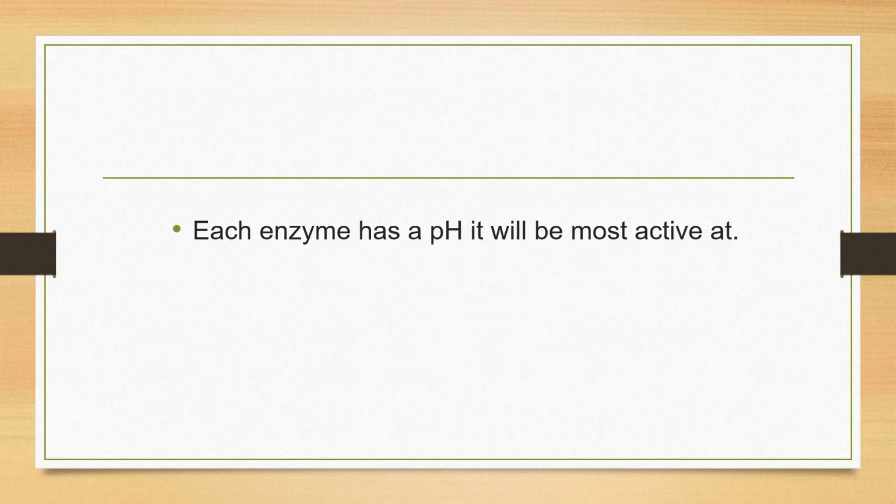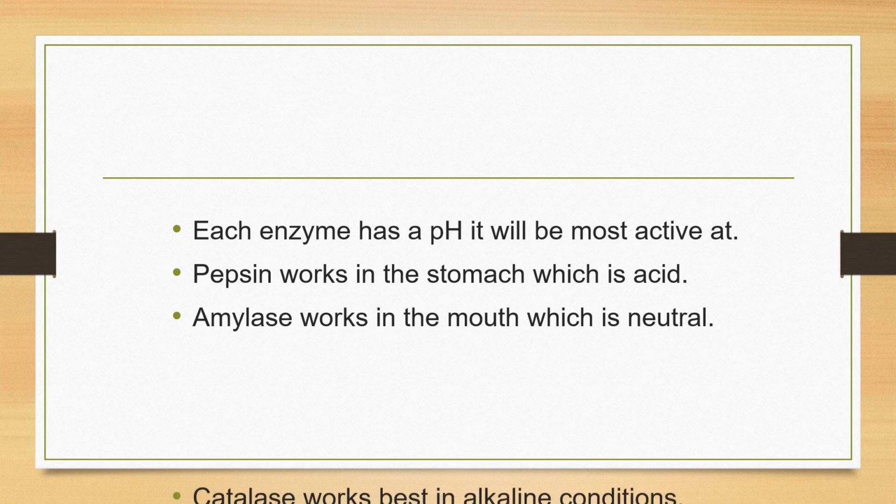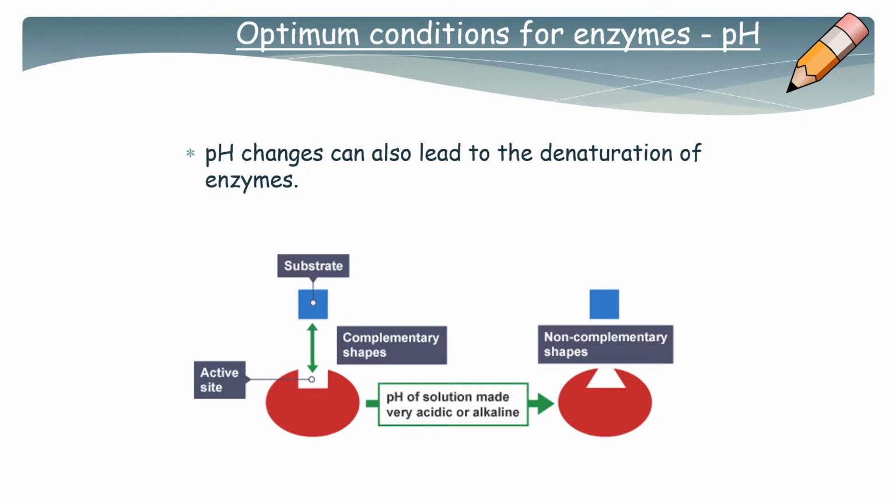So each enzyme has a pH it will be most active at, that would be its optimum pH. Pepsin works in the stomach, which is acid. Amylase works in the mouth, which is neutral. And catalase works best in alkaline conditions. So those are the optimum pH conditions for enzymes.